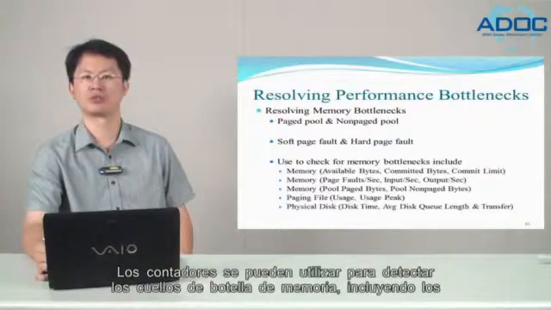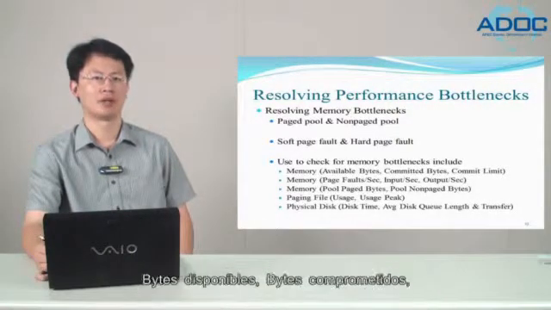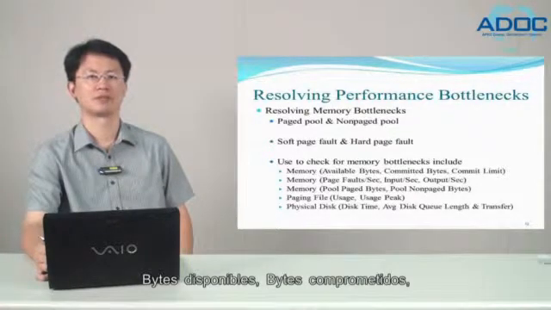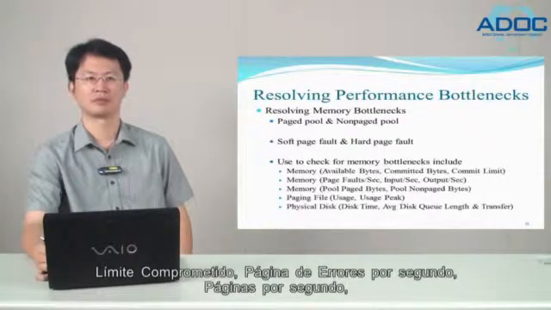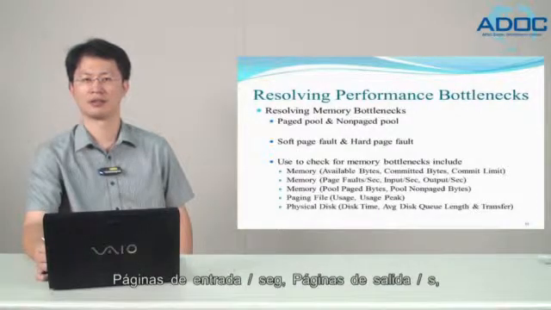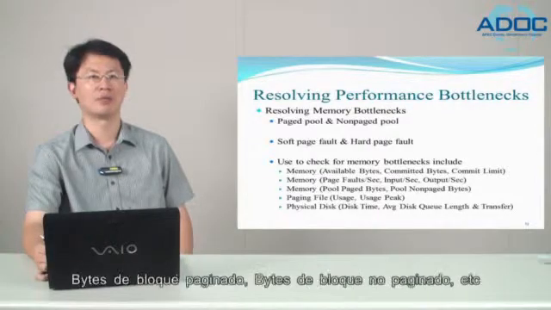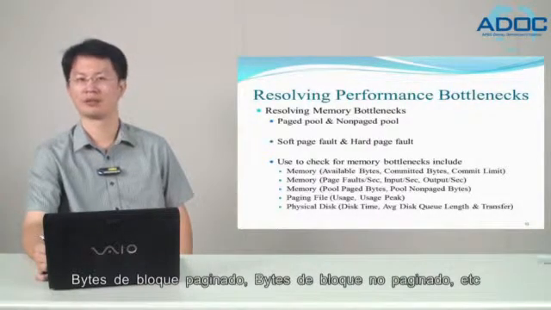Counters you can use to check for memory bottlenecks include Available Bytes, Committed Bytes, Commit Limit, Page Faults/sec, Pages/sec, Pages Input/sec, Pages Output/sec, Pool Paged Bytes, and Pool Nonpaged Bytes, etc.